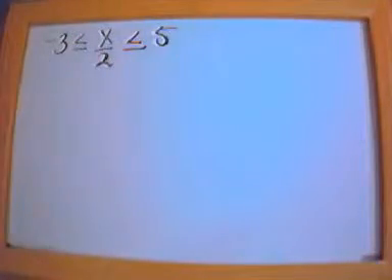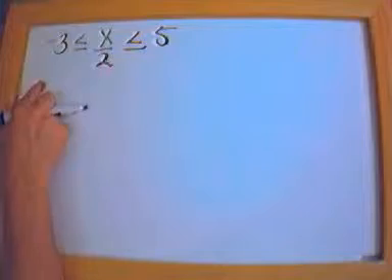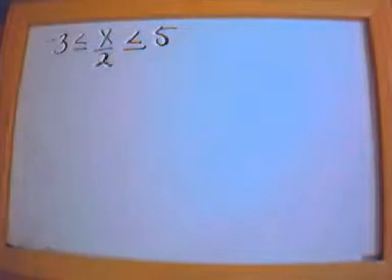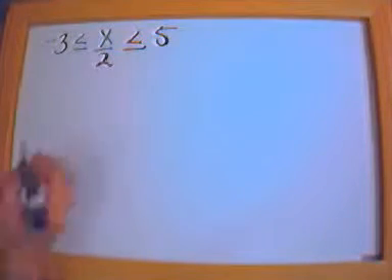What if we had negative 3 less than or equal to x over 2, which is less than or equal to 5? Well, how do I get x by itself? I'm going to multiply all quantities by 2. If I multiply by 2, the 2's are going to drop out in the middle, and then I'm just going to end up with what I end up with on the ends.